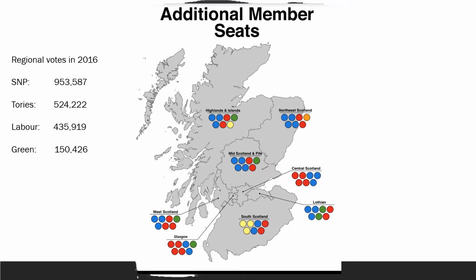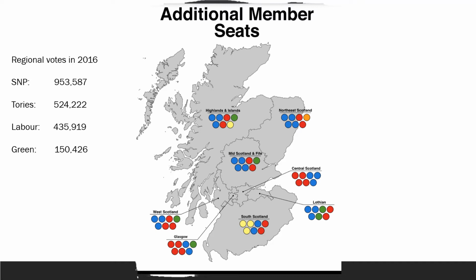Now, Scotland here in this graphic is divided into its 8 regions. Obviously, you can see that Glasgow is geographically a very small region. Highlands and Islands is an enormously large region geographically, but each region gets 7 MSPs all the same, and each region is roughly the same number of people within it. What you can also notice from this graphic is that while the SNP got far more regional votes than any other party in 2016, they got far fewer regional seats than the Tories and Labour, and indeed they even got fewer regional seats than the Greens.